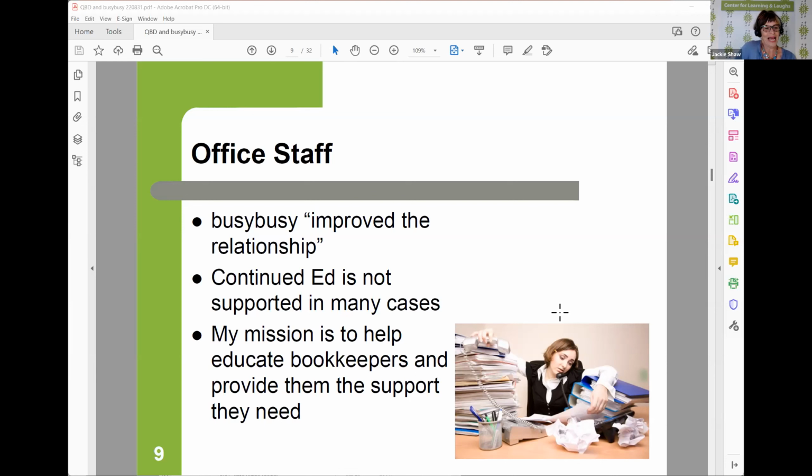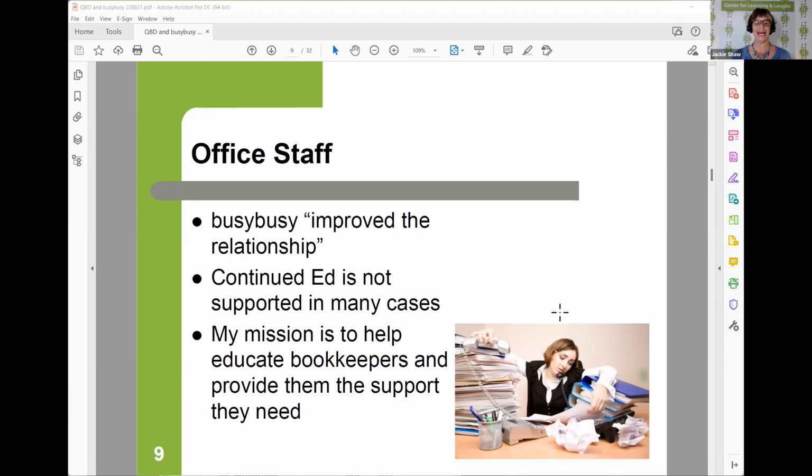My mission is to educate bookkeepers and provide them support. I came up in the bookkeeping industry. I know how hard it is to get continued ed. Luckily, we're all sitting here and this is a continued education event for you all, but I know how hard it is. I would ask my old boss to take a day off to go to Portland for a conference and he would be like, oh, I have to pay you for the whole day. I suppose you're going to want to eat lunch and I have to pay for that too.